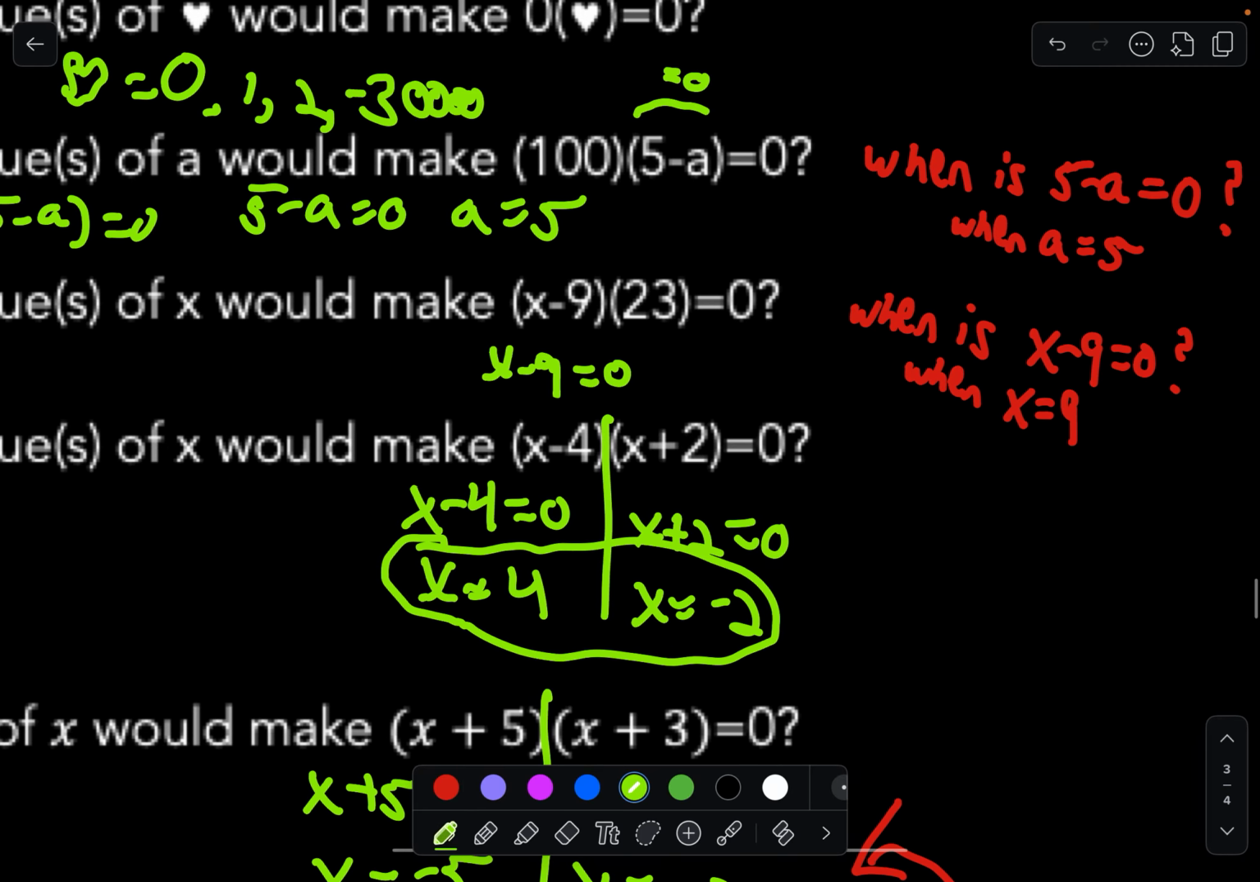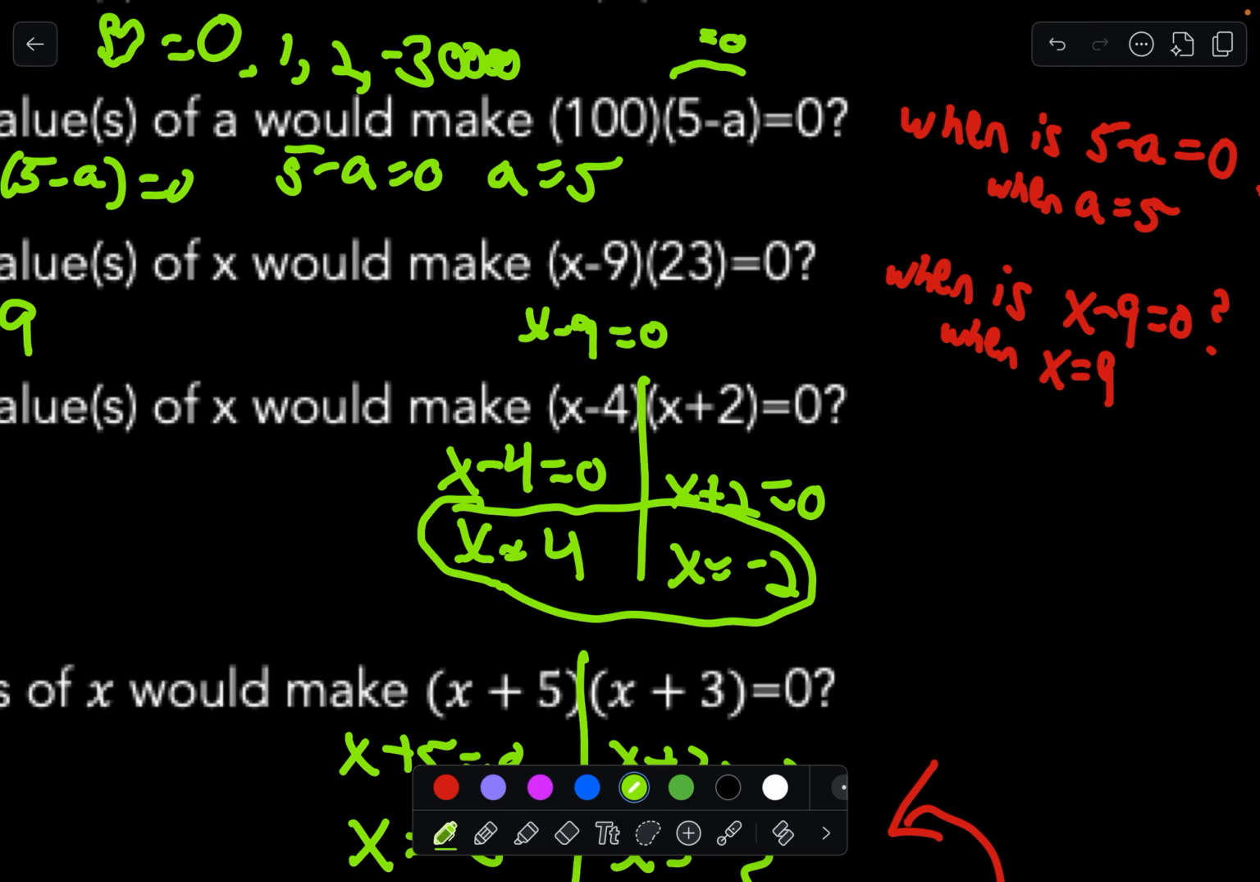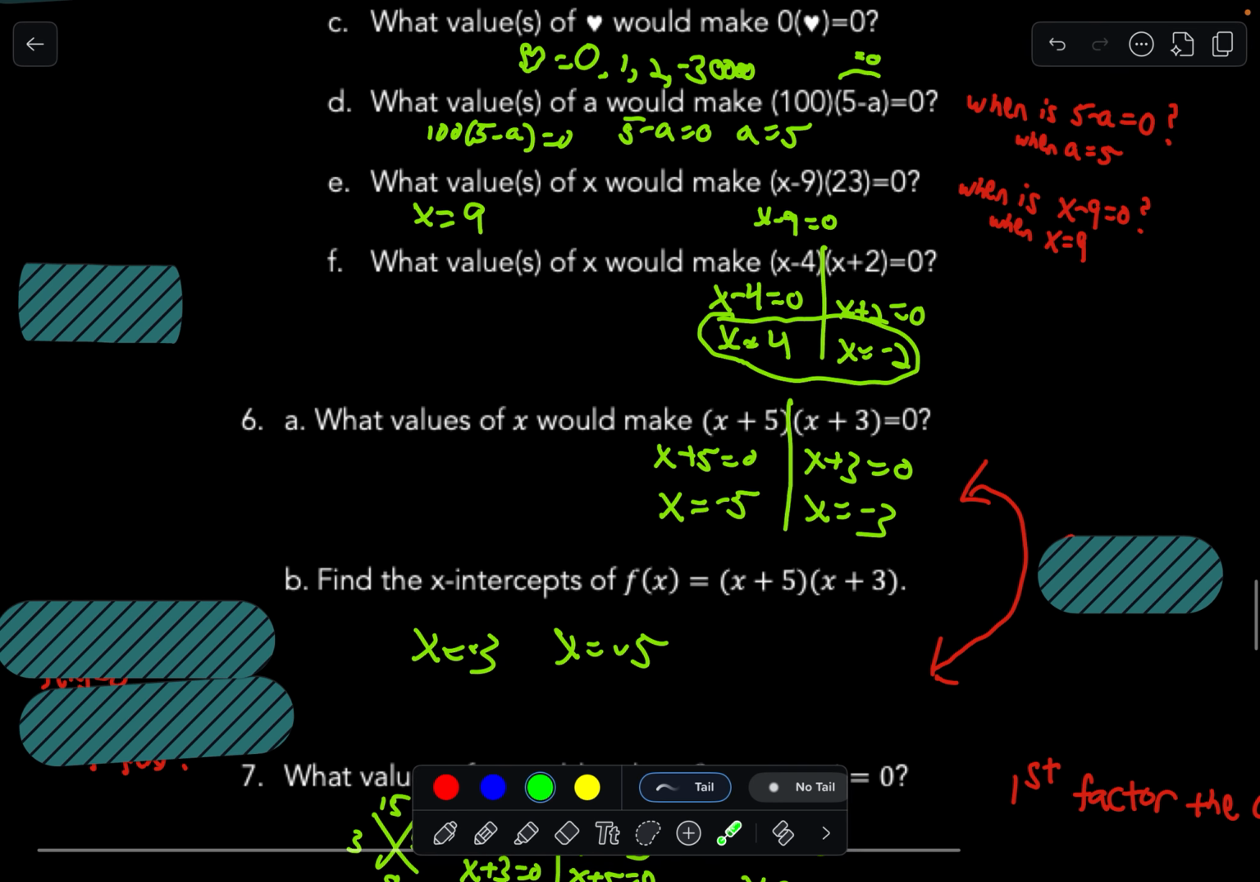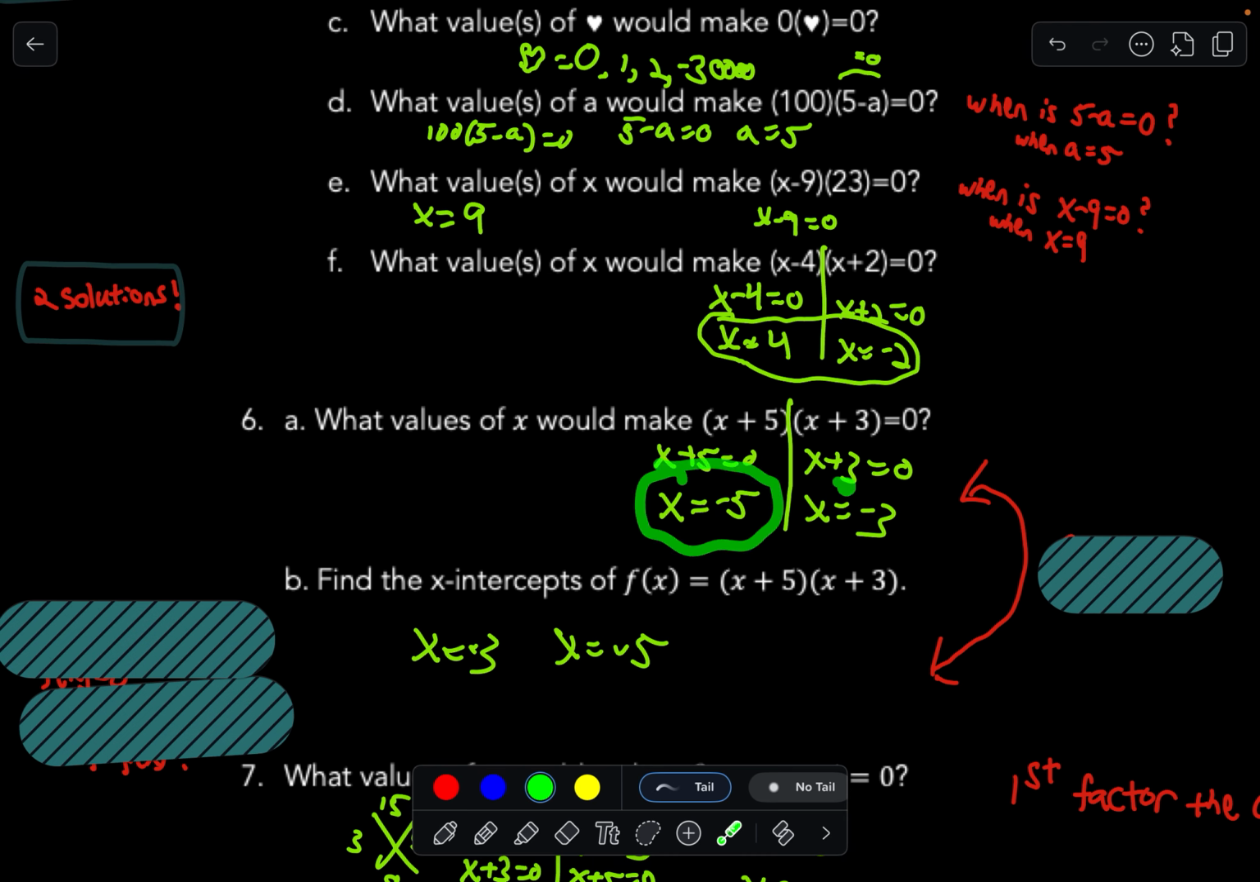Notice, since we have 0 on the right, this is the only reason we can do this by factoring. Because we have 0, set each factor equal to 0. X minus 4 equals 0, x equals 4. X plus 2 equals 0, x equals negative 2. Okay. So there are two solutions. Here's another one: (x plus 5) times (x plus 3) equal to 0. Well, one side will give you x equals negative 5. The other one gives you x equals negative 3.